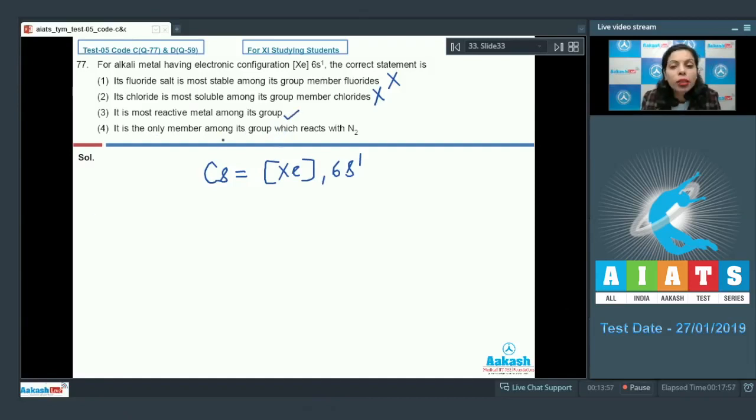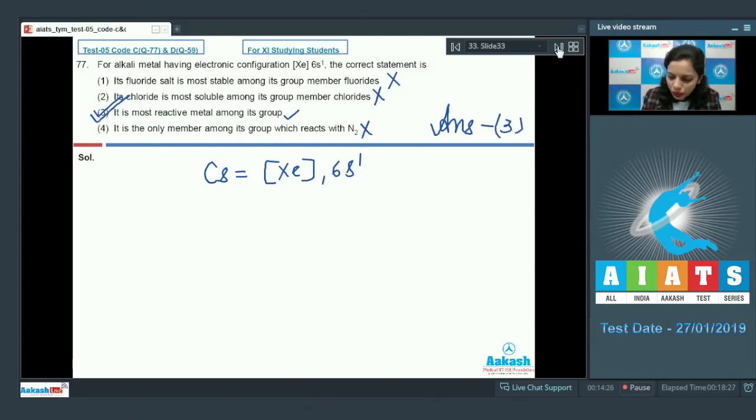Further, it is the only member among its group which reacts with N2. This is not correct, while lithium reacts with nitrogen to form lithium nitride, and that is showing the diagonal relationship with magnesium also. So this statement is also wrong. On this basis, I'll choose option 3 as the correct option for this question.